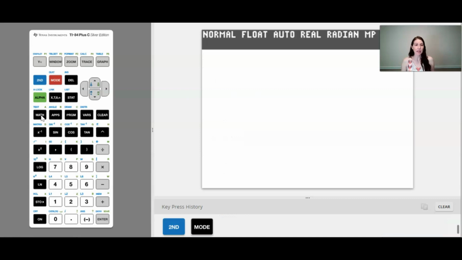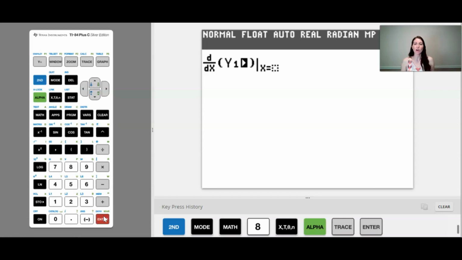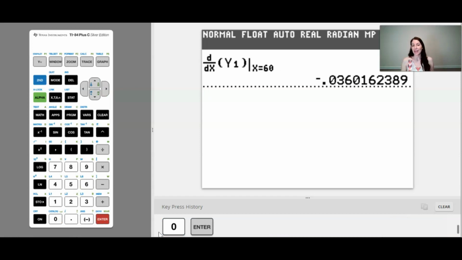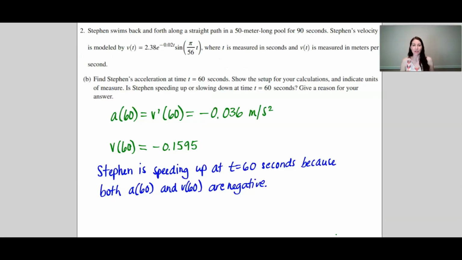Again, because we have plugged in our function into y1, if I want to find the derivative, I simply go back to the main screen. Press Math 8 to get the derivative, and I love this. I can just press alpha trace to get y1. I don't even have to type the function over and over again. It's my favorite thing, and I am finding the acceleration at 60, and I get that value right here. And it did say to indicate units of measure. Well, velocity is meters per second, so acceleration is meters per second squared.